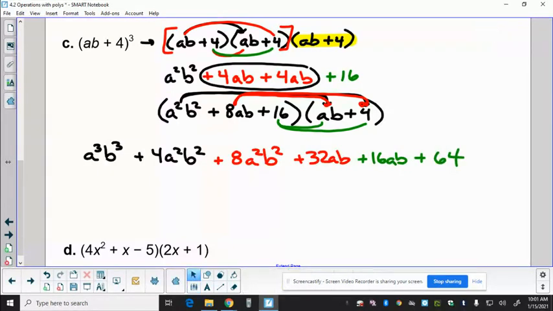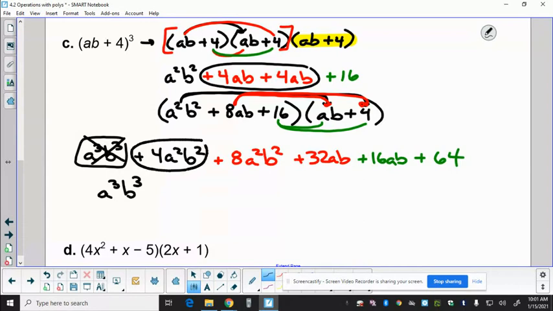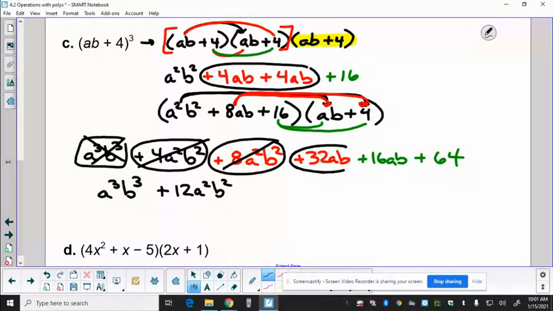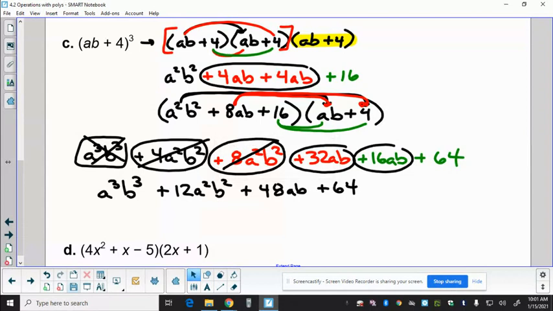Do we see any other of these? We do not. Okay, I'm going to cross that out. Let's look at these. A squared, b squareds. Yep, here's some right here, right? 8 and 4 is 12. A squared, b squared. Cross those out. How about the regular ABs? 48 of those. And then finally your 64. Okay, it's not a difficult problem, but it is time consuming and a lot of detail to pay attention to. That's one of the objectives in this course, to be able to do that.